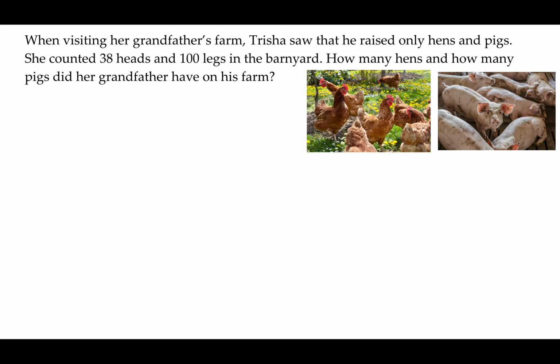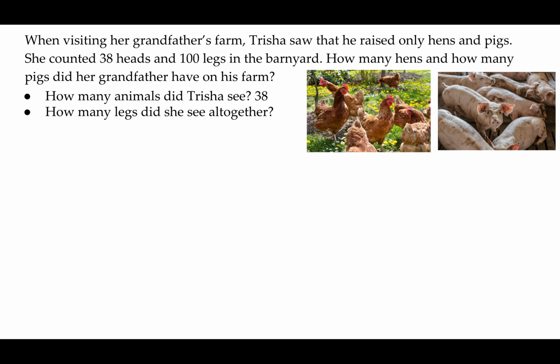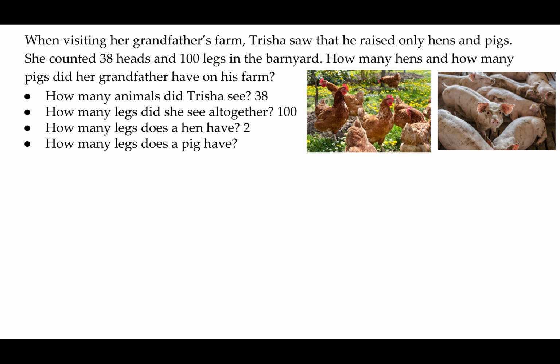Welcome back. All right, let's try to unpack this problem because there's a lot of information in here. First question is, how many animals did Tricia see? Well, it looks like there were 38 heads, which means she saw 38 animals. And how many legs did she see altogether? It looks like in the problem it is 100 legs. Now, because hens and pigs have different numbers of legs, let's look at how many legs a hen has. The hen has 2, and a pig has 4 legs, so that's what makes this a little more difficult.